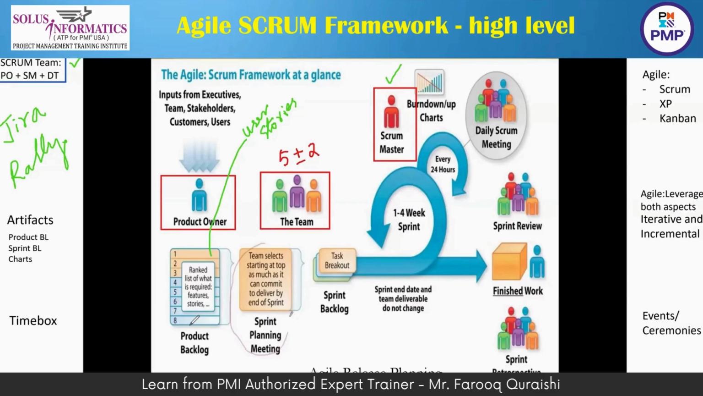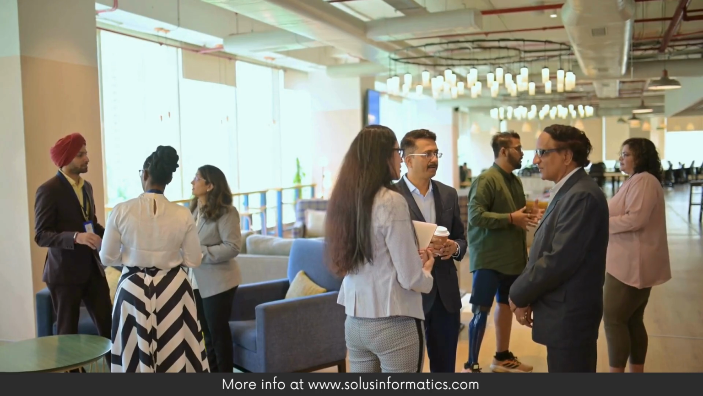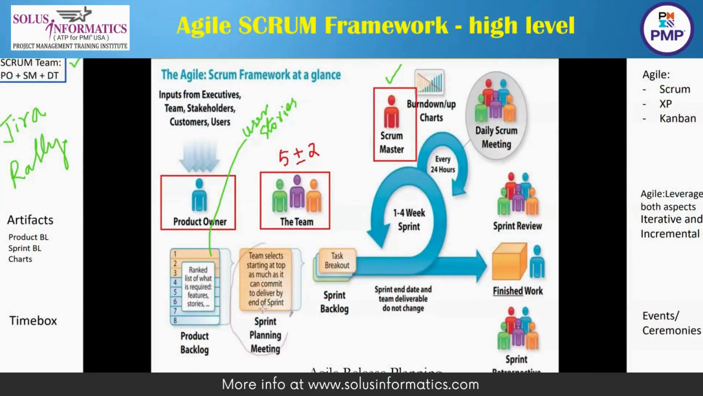And then you have something called events or ceremonies. Basically, in Agile Scrum, you have four events or ceremonies. What are those events? The sprint planning, the daily Scrum meeting, the sprint review, and the sprint retro. These are referred to as events or ceremonies.